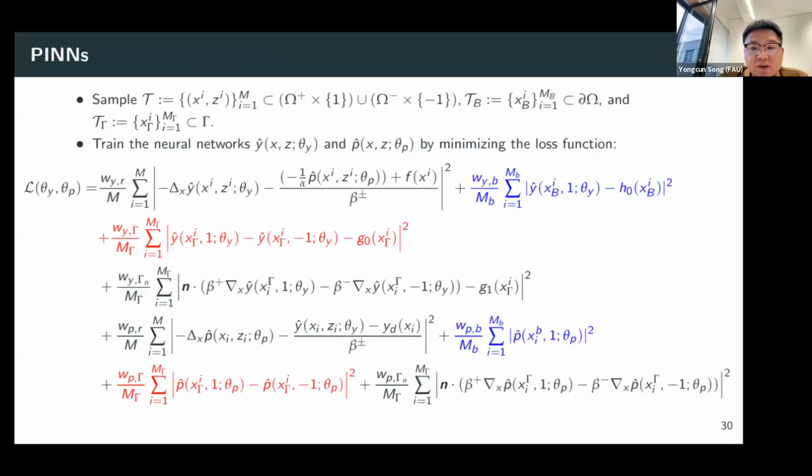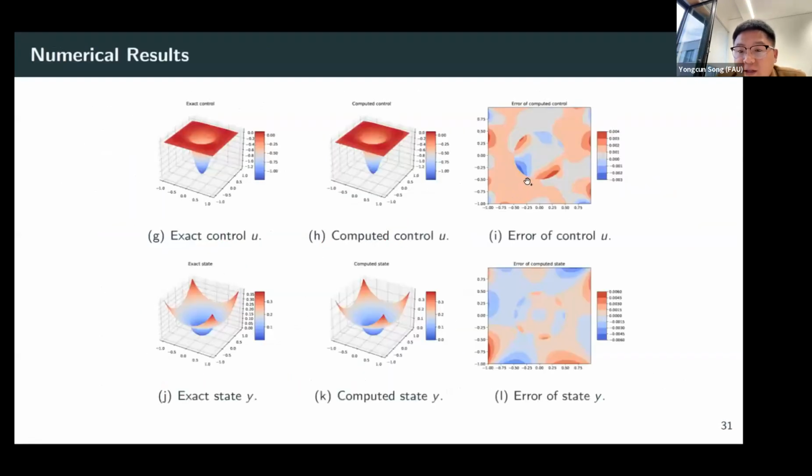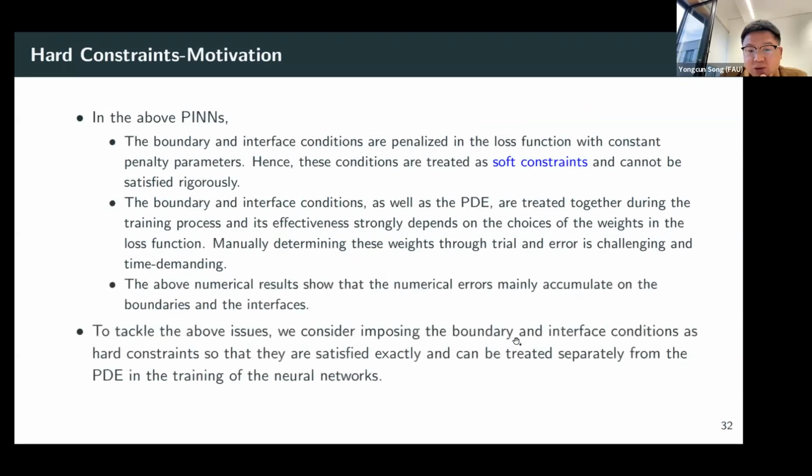Okay, let's go back to this. We can see that the numerical errors accumulated at the boundary and the interface for both the control U and the state Y. So to address these issues, we consider imposing the boundary and the interface conditions as hard constraints so that they can be satisfied exactly in the neural network architecture and can be treated separately from the PDE in the training of the neural networks.